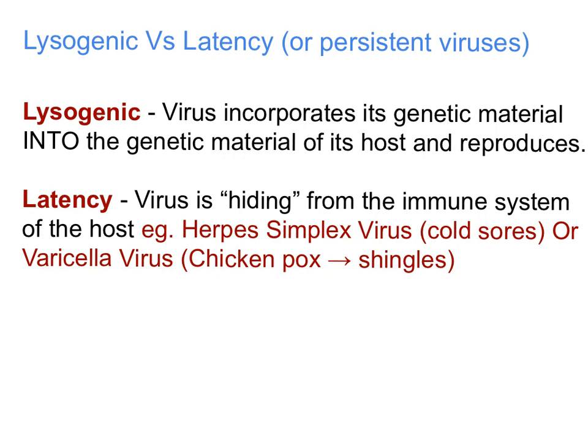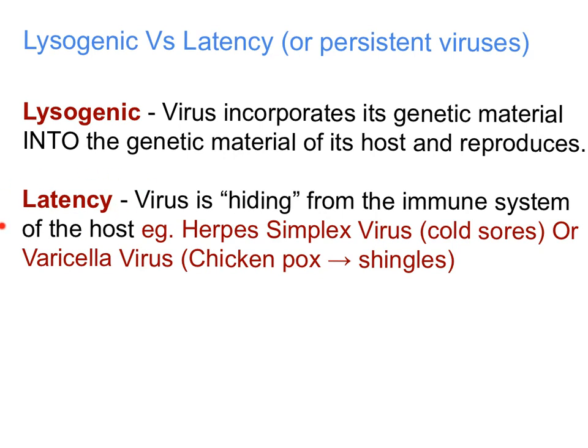So there are some slight differences between lysogenic cycles and latency of viruses. Another way we call latency is persistent viruses. They're kind of subcategories of one another. So in a lysogenic cycle, a virus will specifically incorporate its genetic material into the genetic material of the host, whereas latency is a little bit more broad. It's basically the virus is hiding in some way from the host. As I mentioned above, that can happen in the case of retroviruses, where it also incorporates its genetic material, but that's not necessarily the case, and there are a ton of viruses out there.